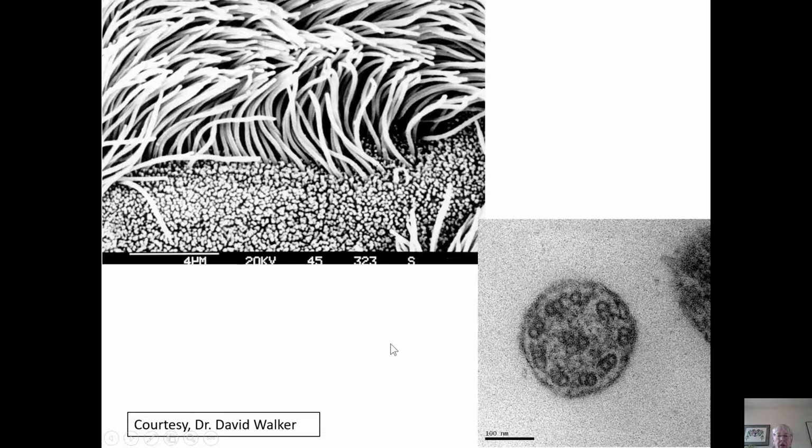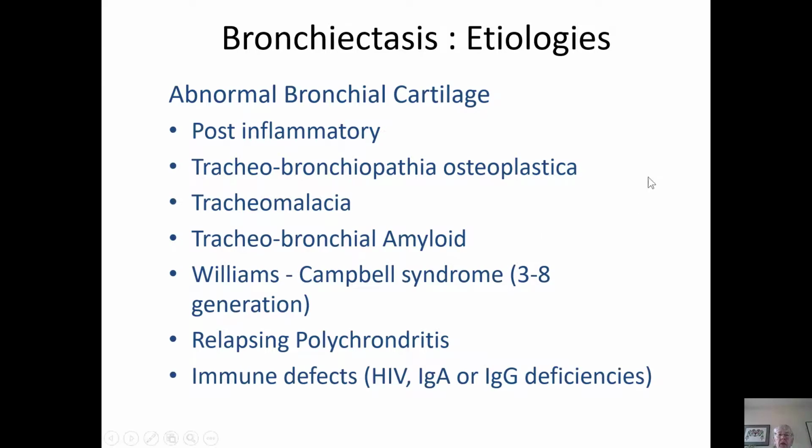The cilial dyskinesia syndromes, I'm sorry I don't have a picture which illustrates that, but here is an electron micrograph showing the substructure of a cilia, and this is altered within a cilial dyskinesia syndrome. If that is altered, then the cilial beats become altered and mucus cannot be taken on the escalator up to the proximal airways.